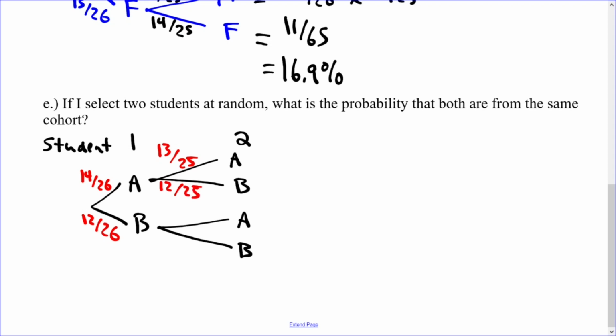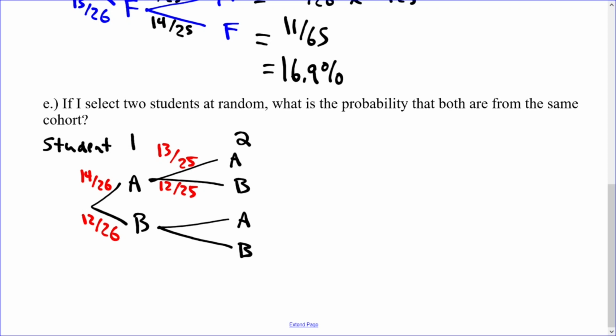Or we can think about every branch coming off the node has to add to 100%. We've already had 13 out of 25, so in order to fill that back up to 100%, it's going to be 12 out of 25. Whichever way you want to think about it is fine. Oops, that erased the whole thing. 12 out of 25.